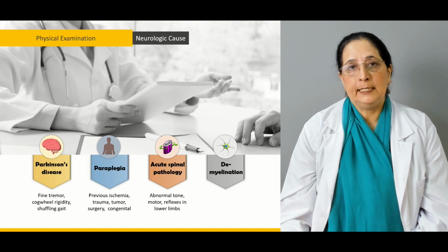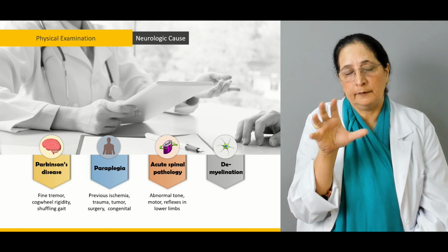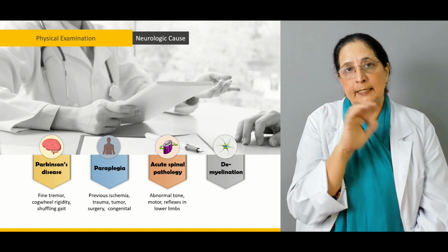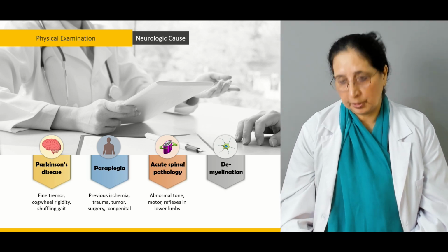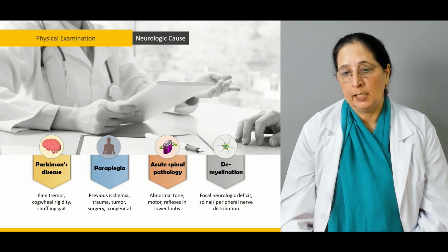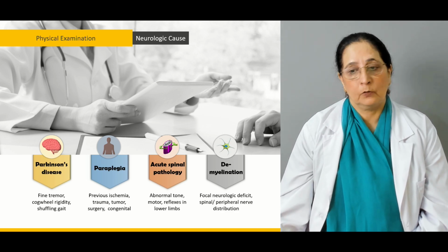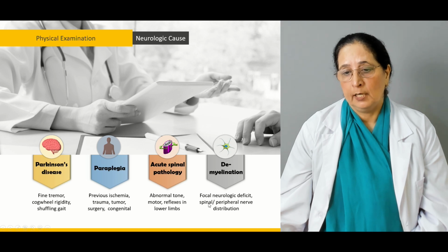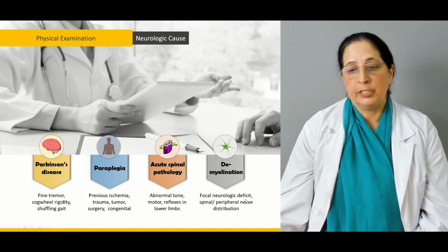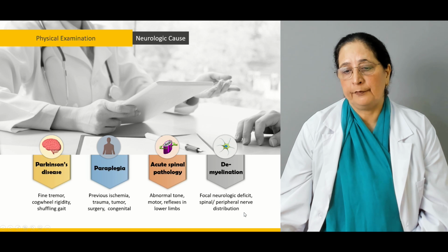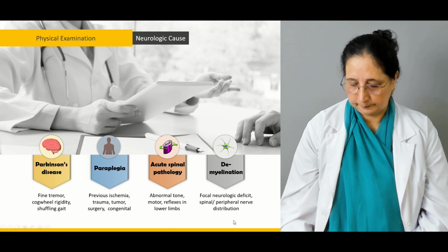Demyelination. Myelin is the covering of the nerves, and when there is destruction of the myelin sheath, it can also cause constipation. There is focal neurologic deficit, spinal peripheral nerve distribution.